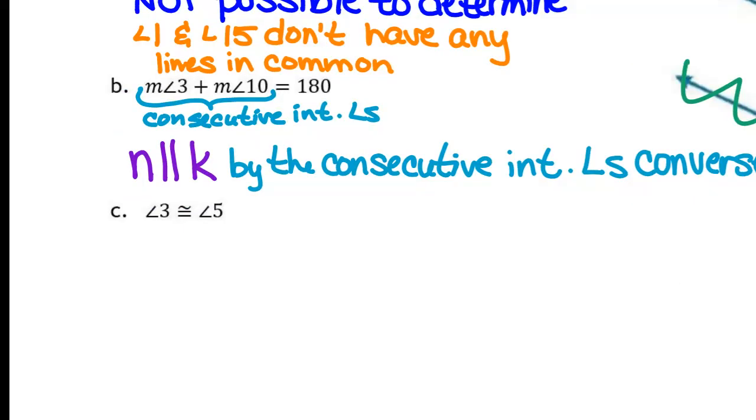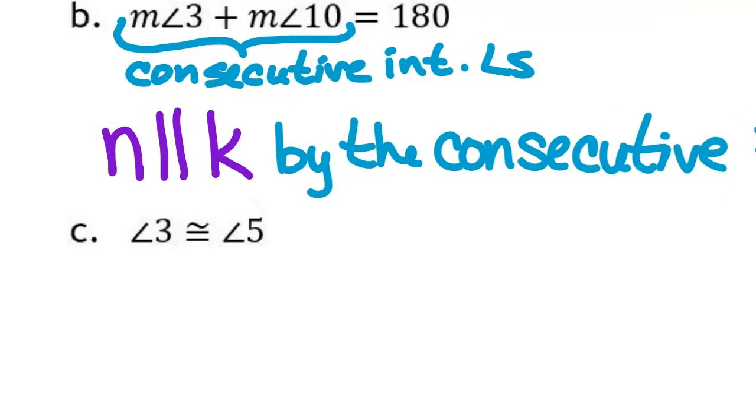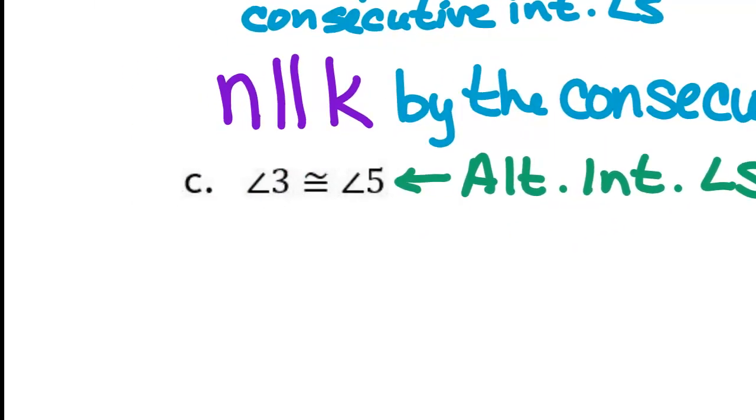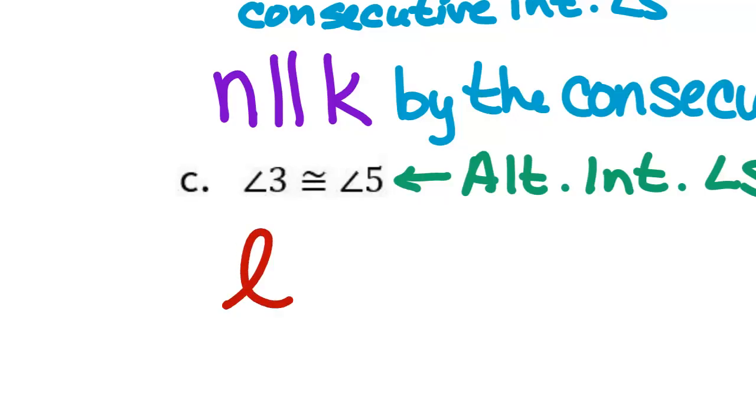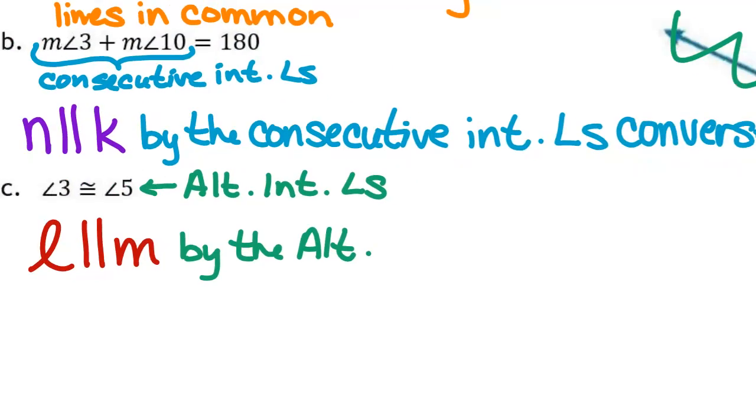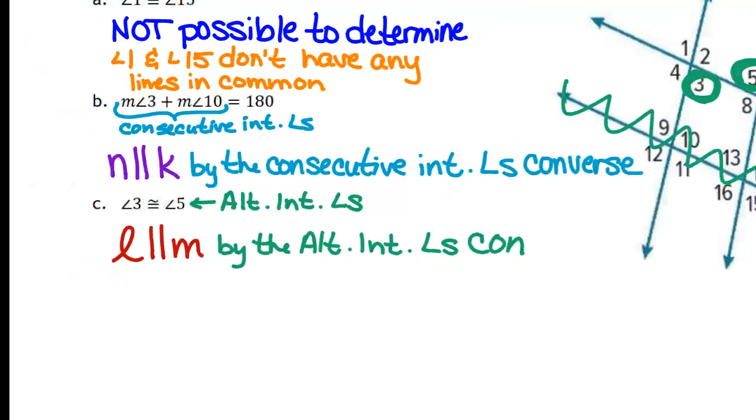What type of angles are 3 and 5? Interior. Same side or opposite sides of the transversal? Opposite. So what do we call them? Yes, these are alternate interior angles. So what lines would have to be parallel? L and M. L is parallel to M by what? Yes, by the alternate interior angles converse.